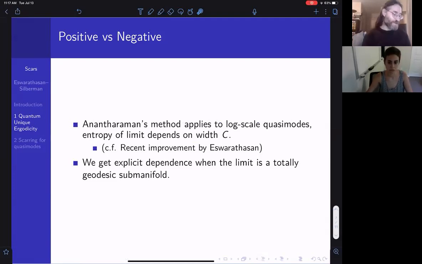Now let's compare the positive result of Anantharaman and the negative result, or positive, depending on which one you call positive and which one you call negative, depending on whether you like non-concentration or concentration. In any case, Anantharaman's method and the improvement of Schwartz-san give a dependence of the entropy limit on the spectral width of the quasimode. Our result gives explicit dependence when the limit is a totally geodesic manifold, but not in other cases.